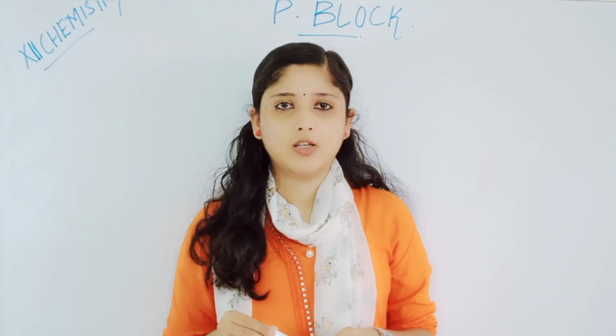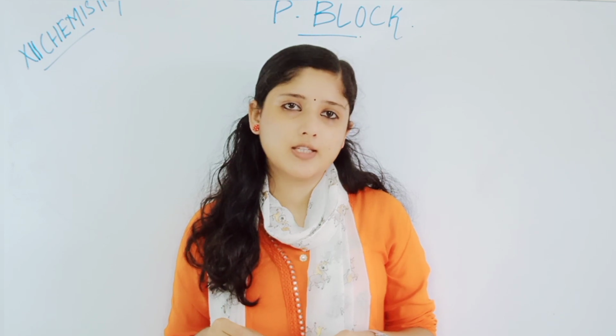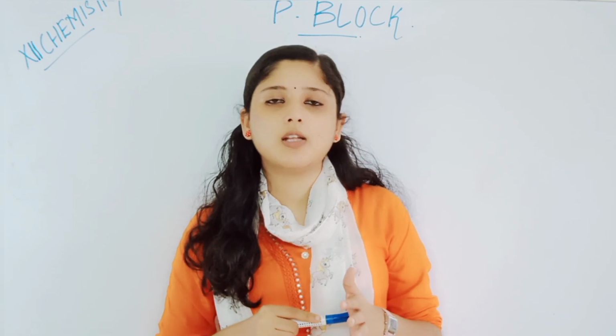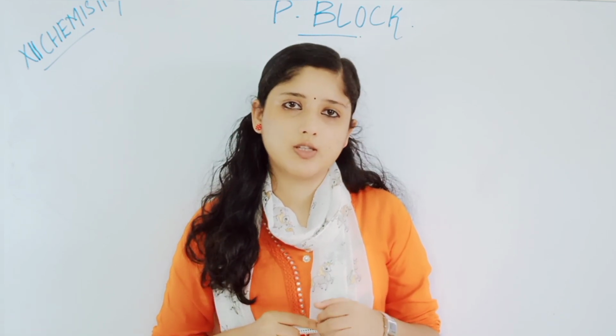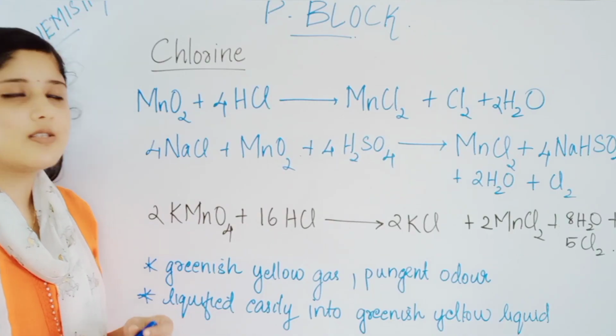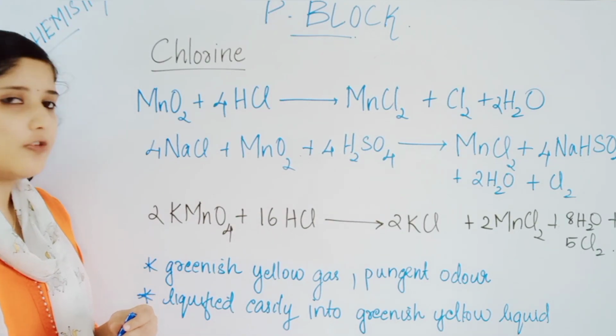Group 17 elements: fluorine, chlorine, bromine, iodine and astatine. About these elements, their compounds and also their uses, we will discuss today. Let's discuss the preparation of chlorine.